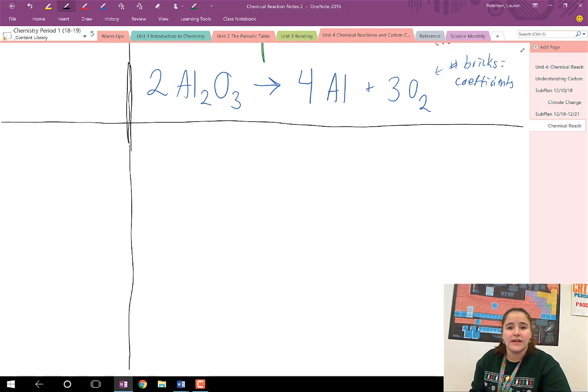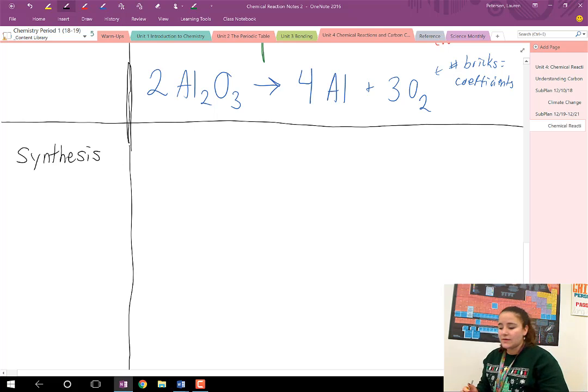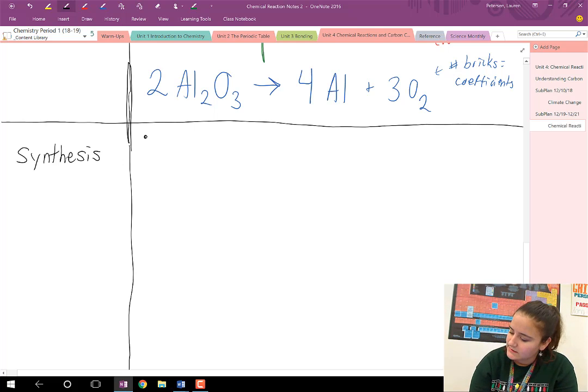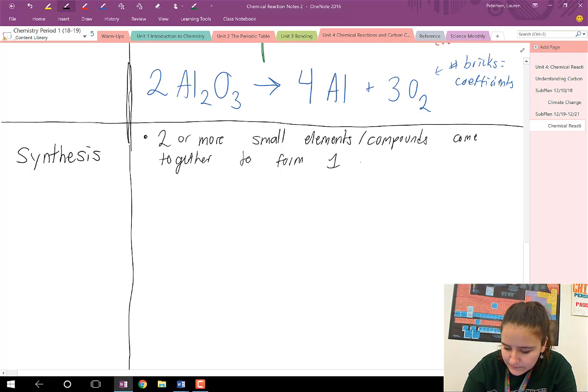Okay, so first off, the writing gets messy on here, so I'm just going to write it with the type of reaction. First off is synthesis. So a synthesis reaction is a reaction in which 2 or more small elements or compounds come together to form one product.